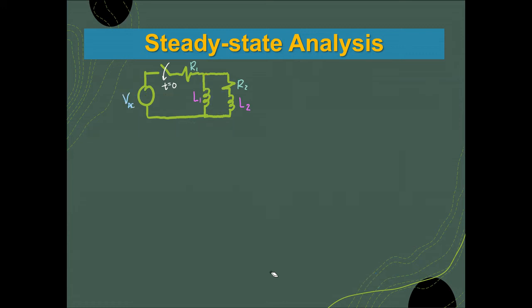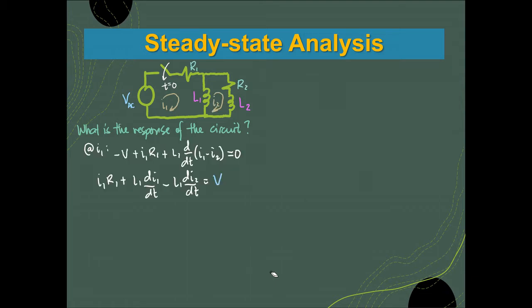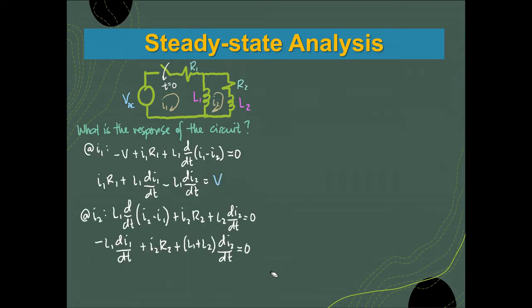So take a look at the new circuit, and the same problem. What is the response of the circuit? You have the same equation, but your voltage, or your source, is now AC.